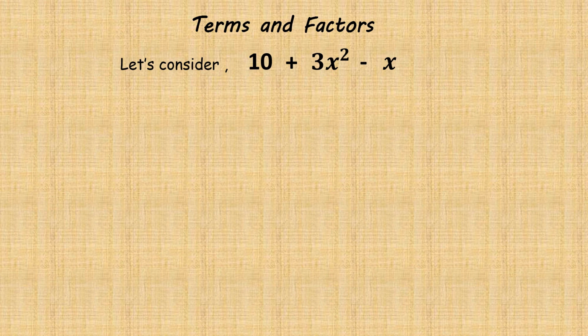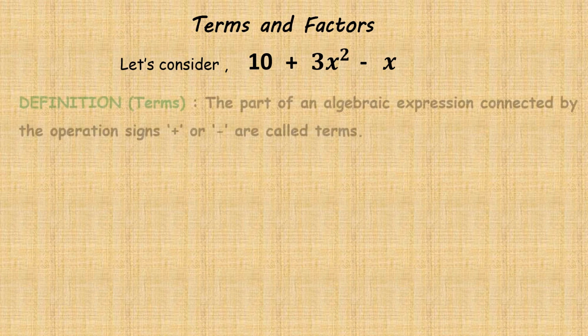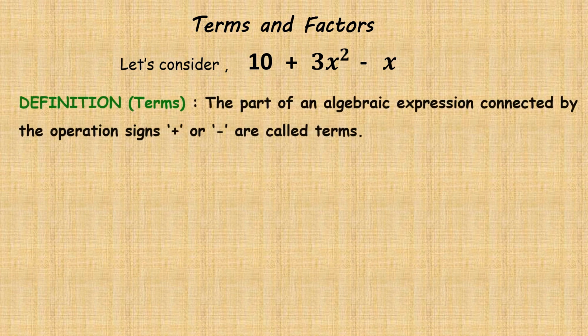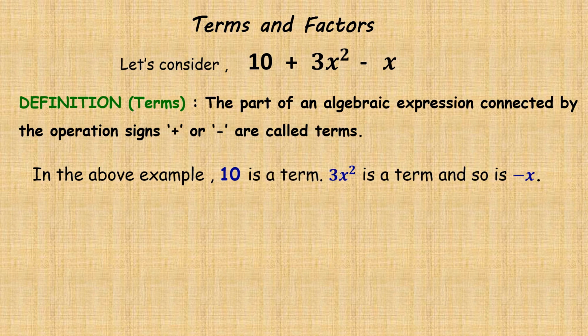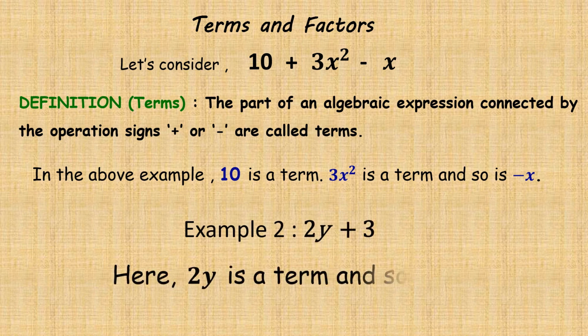Now, look at this algebraic expression 10 plus 3x square minus x. Here 10, 3x square and x are connected by the operation signs plus and minus, and hence they are called terms of this algebraic expression. The parts of an algebraic expression connected by the operation signs plus or minus are called terms of that expression. In the above expression, there are three terms: 10, 3x square and minus x. In 2y plus 3, 2y is a term and 3 is the other term.